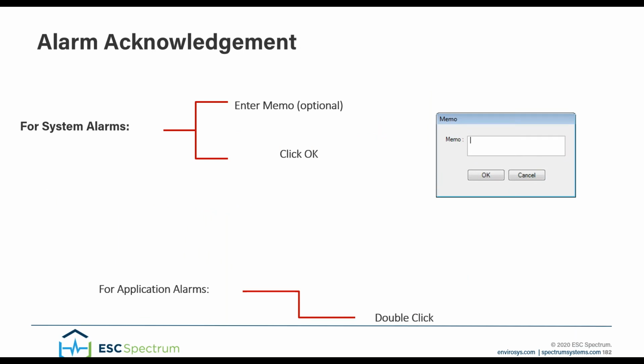For my system alarms, I can acknowledge those, and I can enter a memo if I want to. I don't have to, and then click on OK. For application alarms, double-click them, they're gone. You don't have to put any memos, you don't have to put any reason or action codes, just double-click them, they're no longer active alarms.